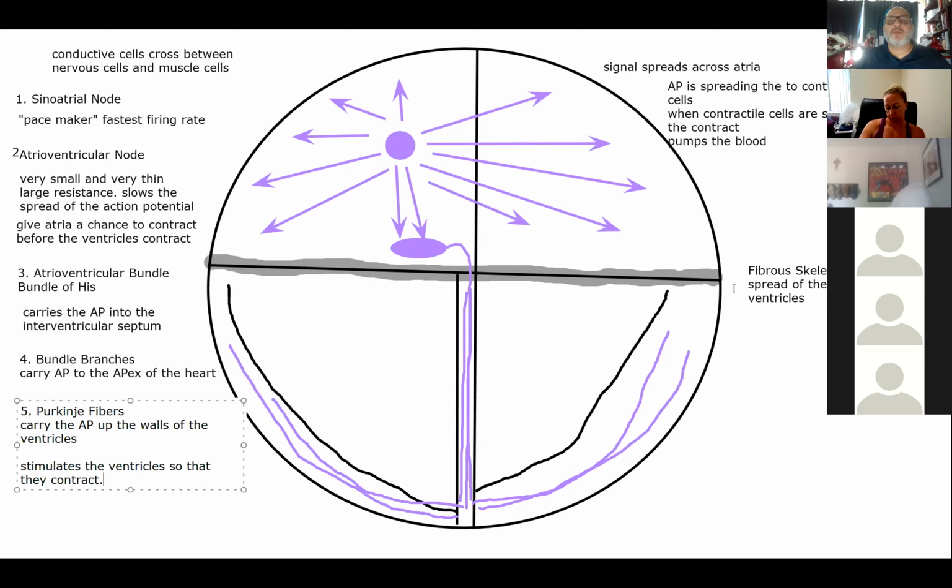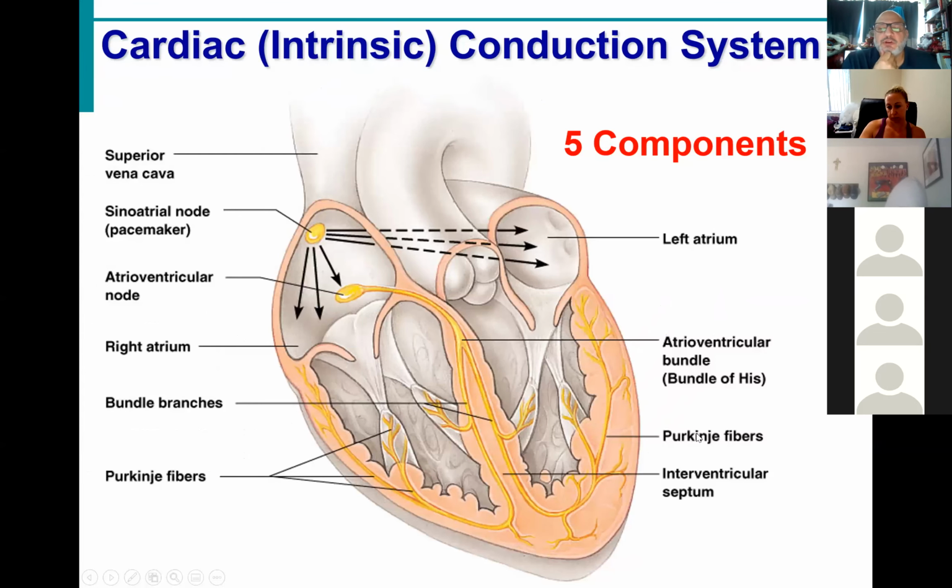This may be one of the places where my schematic doesn't help us as much. So let's sneak back to the pretty picture from the textbook. Here we again notice we can see all of these components. Our sinoatrial node, our atrioventricular node, the atrioventricular bundle, which is the bundle of His, leads into the bundle branches, leads into the Purkinje fibers. Right? Notice one thing about these Purkinje fibers is they feed into the papillary muscles to cause them to contract, to pull on the chordae tendineae.